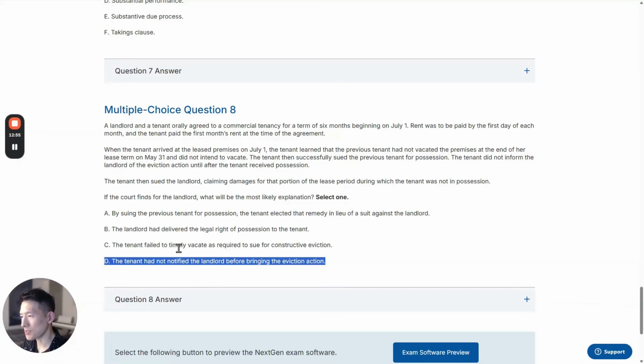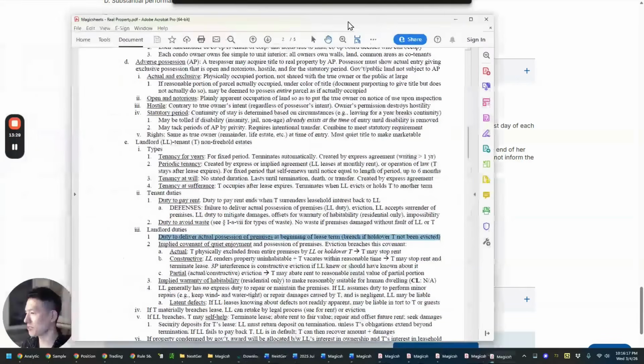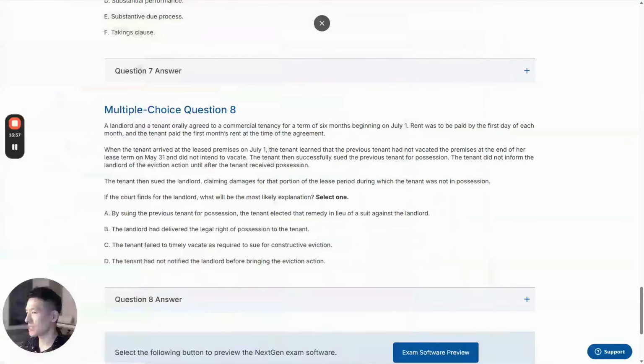The tenant failed to timely vacate to sue for constructive eviction. So constructive evictions are typically done by the landlord. It's not really something that the tenant does. So this is irrelevant because constructive eviction is not what the tenant did here. He actually sued the previous tenant. Constructive eviction is about rendering the property uninhabitable, and that's not what happened here. So C is not the right answer.